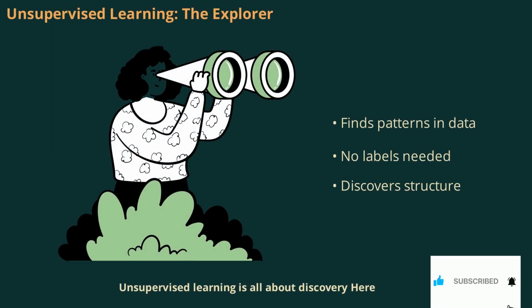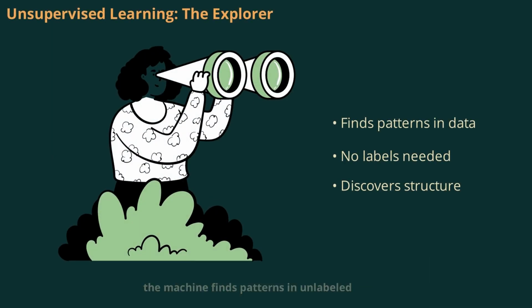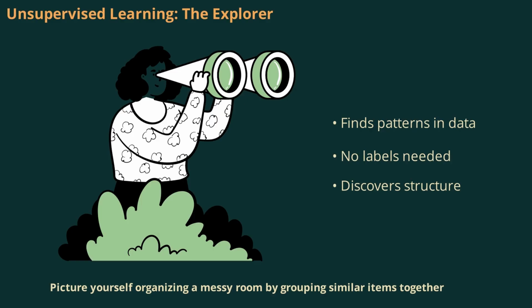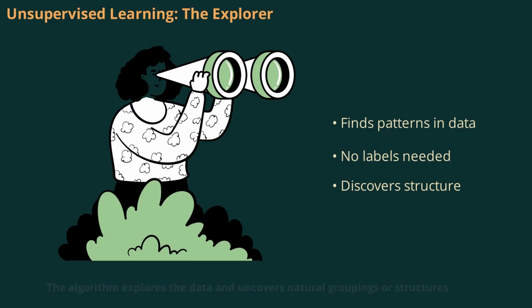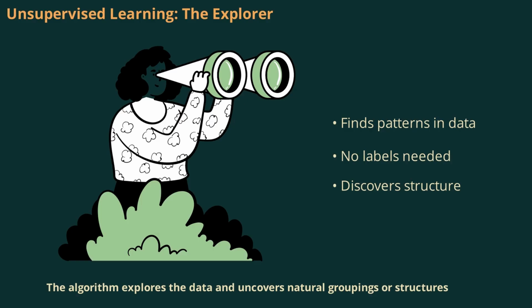Unsupervised learning is all about discovery. Here, the machine finds patterns in unlabeled data. There are no right answers provided. Picture yourself organizing a messy room by grouping similar items together, without anyone telling you how. The algorithm explores the data and uncovers natural groupings or structures. This approach is used for customer segmentation, anomaly detection, topic modeling, and recommendation systems. Unsupervised learning helps us make sense of complex, unstructured data by revealing hidden patterns.